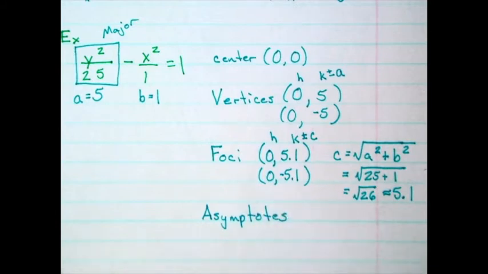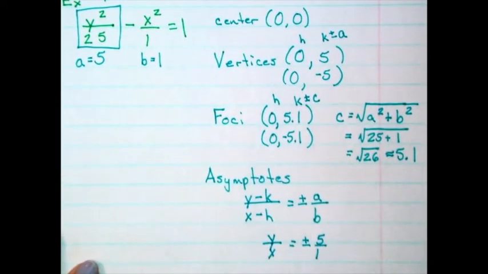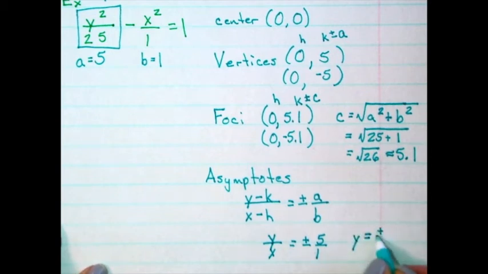And since we have a vertical major axis, our asymptote is going to be (y minus k) over (x minus h) equals plus or minus a over b. Now h and k are both 0, so this is going to be y over x is equal to plus or minus 5 over 1, or just 5. So if we multiply by x over here, the equation is going to be y is equal to plus or minus 5x.